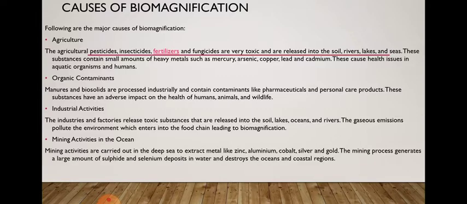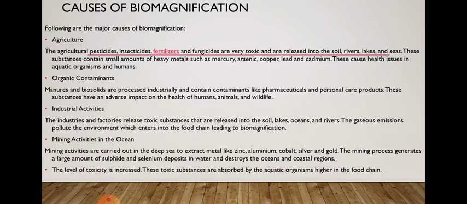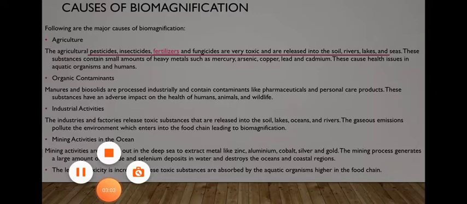Then mining activities in the ocean. Mining activities are carried out in the deep sea to extract metals like zinc, aluminium, cobalt, silver and gold. The mining process generates a large amount of sulfide and selenium, which deposit in water and destroy the ocean and coastal regions. The level of toxicity is increased. These toxic substances are absorbed by the aquatic organisms higher in the food chain.